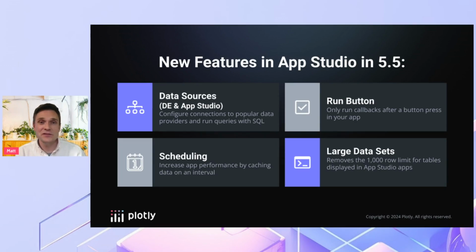First, we have data sources, which help you configure connections to popular data providers and run queries with SQL. The Run button prevents inadvertently running costly API calls. Scheduling, which increases app performance by caching data on an interval. And large data sets, showing data sets greater than 1,000 rows to your users.